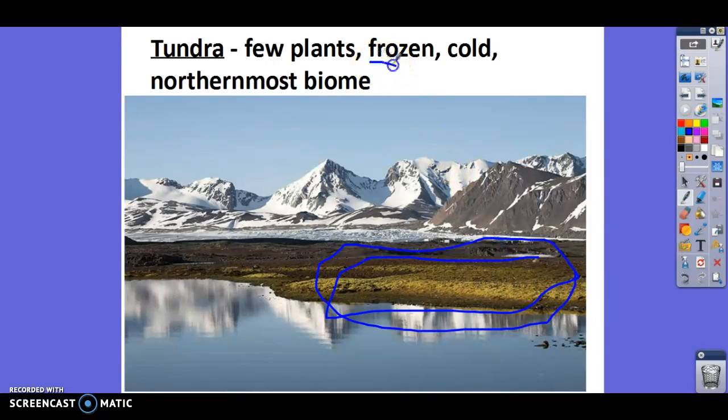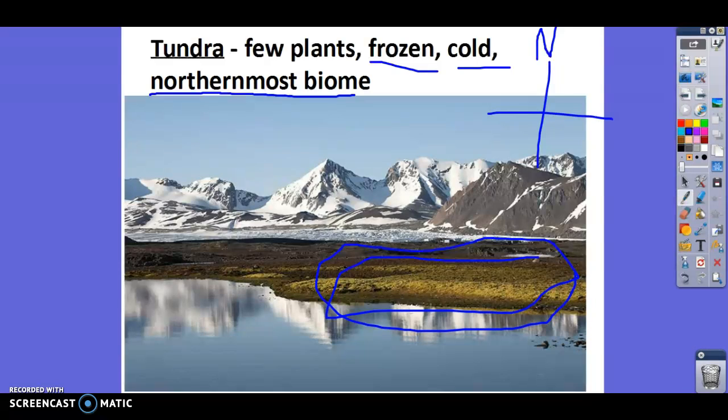These areas are frozen most of the year, very cold, and they're the northernmost biome. If we remember our compass directions, north is at the top, meaning this is the furthest to the top of the globe. This is where we get the Arctic, some parts of Greenland and Iceland, some parts of Alaska, maybe even Canada. These would be considered tundra.